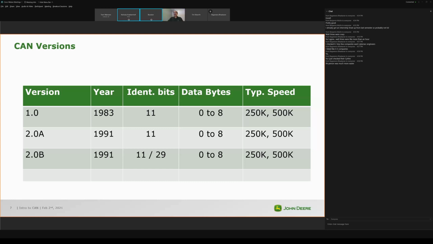So the only difference between 2.0A and B is the length of the identification bits? That's correct, yeah.